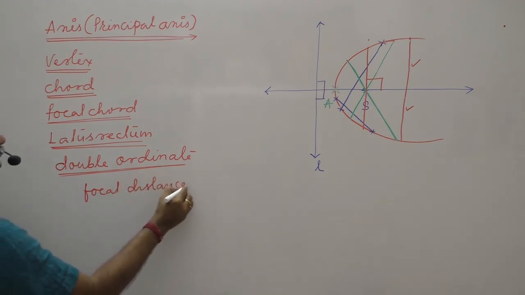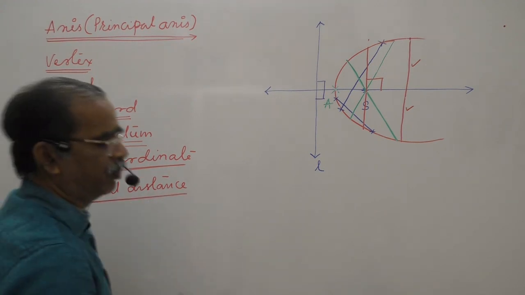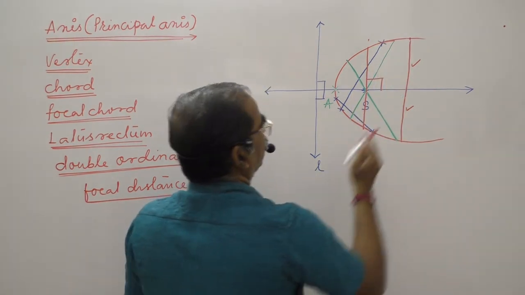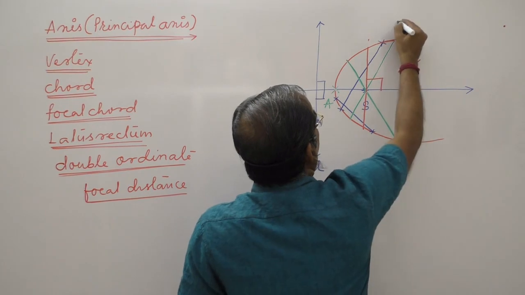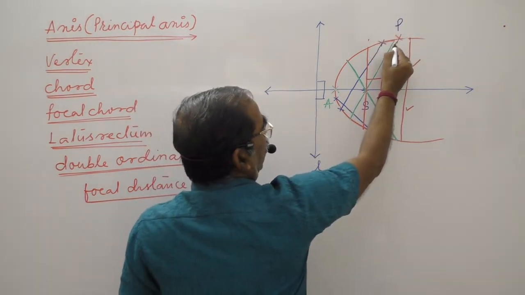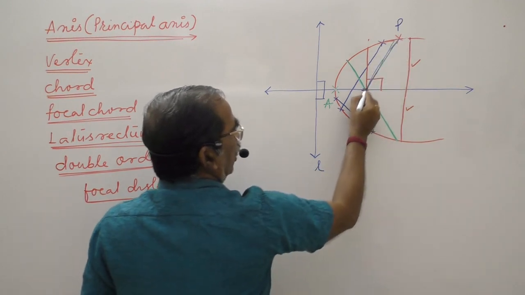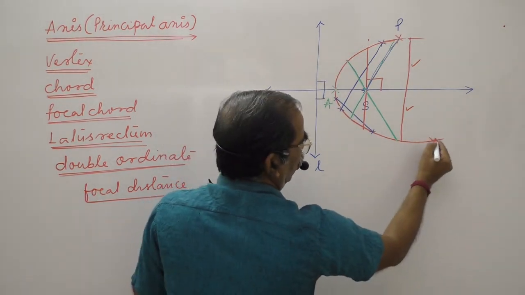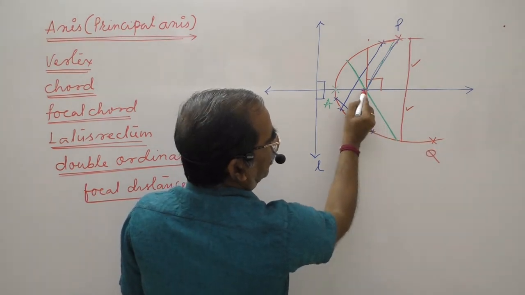Focal distance of a point. Very simple. What is focal distance of a point? If you take a point on the curve, say capital P is a point, the distance of the point from the focus is called the focal distance of this point. If there is one more point here on the curve, what is its focal distance?